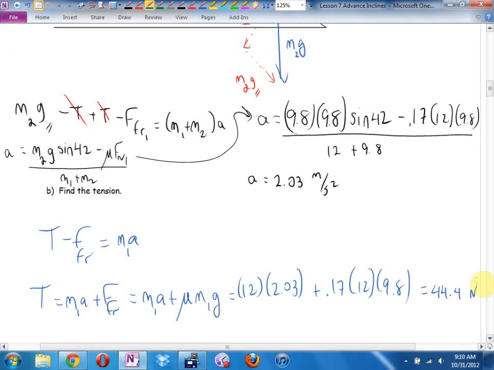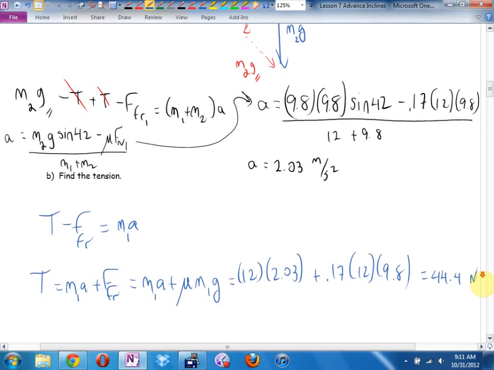The theme for these advanced inclines is, as long as you're careful with your labeling, I guess I can make it tougher, but really what I'm doing is making the question longer, more lines, a few more expressions. Next page.